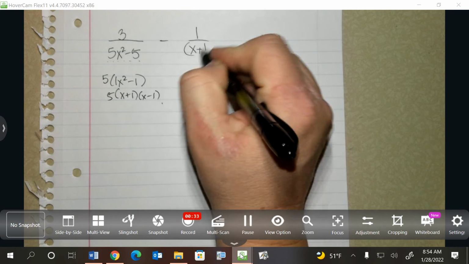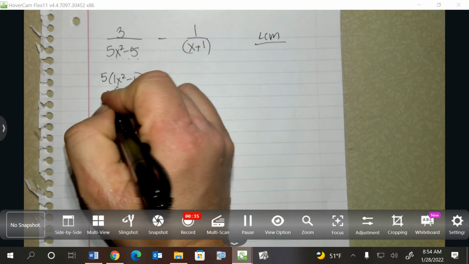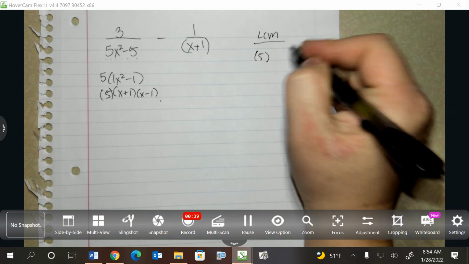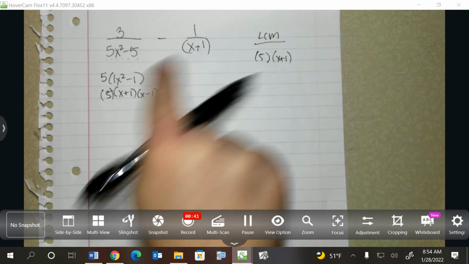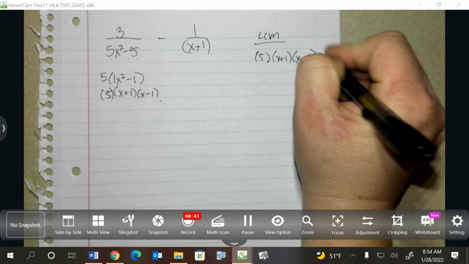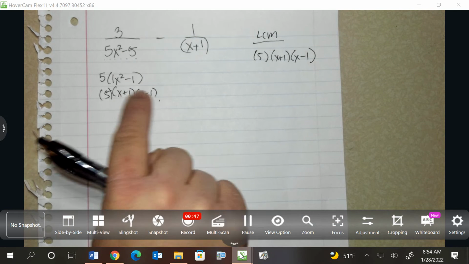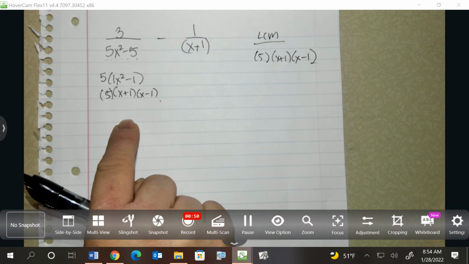Okay, so this is what I have on the right. This is what I have on the left. So I know I need to have 5 as one group. I need to have an x plus 1. And I need to have an x minus 1. Now, the left-hand side has all 3. I don't have to do anything to the left-hand side.